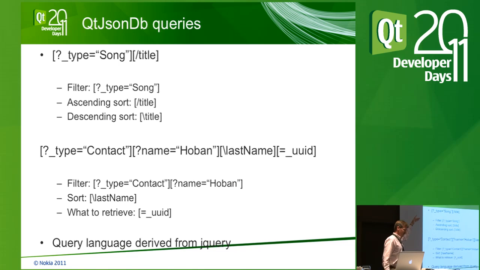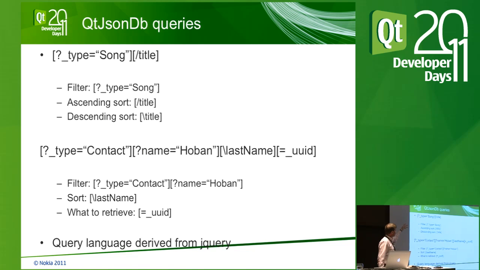So you can say question mark, filter on a property type equals song. You can then sort it by, so the slash says sort it ascending on title. You can do descending sorts. You can chain together a number of filter criteria, type, name equals Hoban, and then not return a whole object from the database, but pull out fields from the objects. And so that's kind of the structure of it.